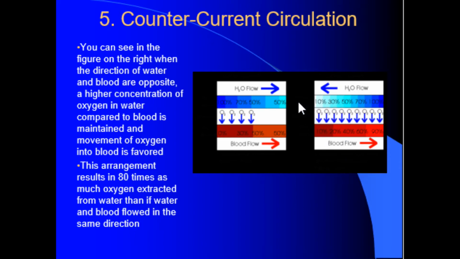So by the time the water leaves the gills, it's given up a lot of its oxygen, because in every situation here, this is 100, that's 90, that's 80, that's 70, that's 70, that's 60. The concentration of oxygen in the water is higher than the concentration of oxygen in the blood. So you have this constant gradient driving extraction of oxygen out of the water and into the blood, because of a countercurrent situation. So again, there's a bunch of words up here. You can read those. 80 times more efficient that way.